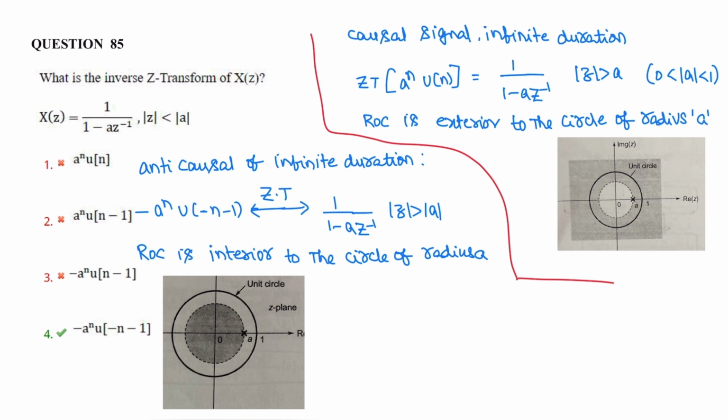So for a causal signal, the ROC, the region of convergence, is exterior to the circle of radius a. From here, the region of convergence will start exterior to the circle of radius a. Similarly, for an anti-causal signal, the region of convergence is interior to the circle of radius a. So for the given question, the correct answer is minus a power n u of minus n minus 1. It is an anti-causal signal of infinite duration, and the region of convergence is mod z less than a. It is inside the circle of radius a.